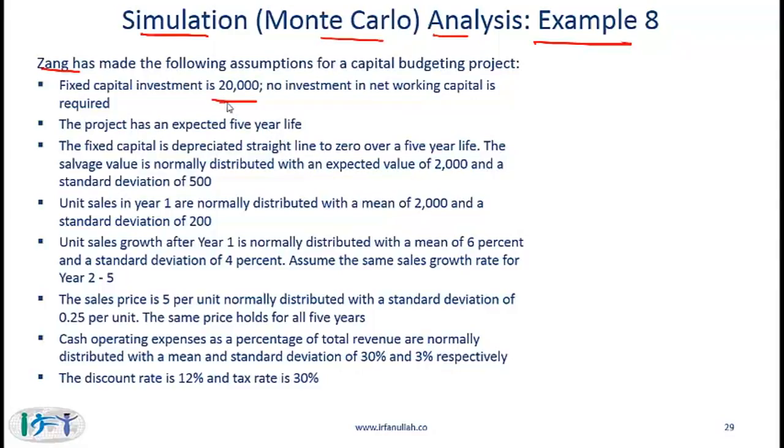There is a fixed capital investment. The project has a 5-year life. The fixed capital is depreciated over 5 years. And note now that when assumptions are made, the person also comes up with a probability distribution. So if this asset has a salvage value or expected value of 2000, can we be sure that at the end of 5 years the salvage value will indeed be this number? Or is it better to express this as a probability distribution?